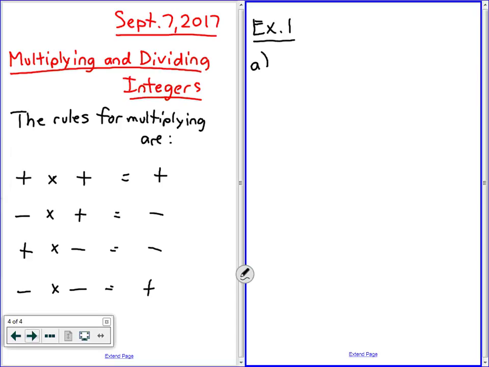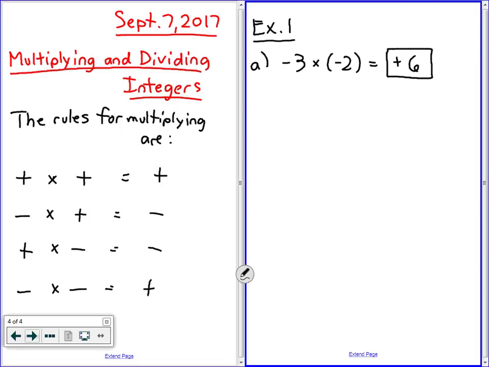A. -3 times -2. Okay, the way I do all of these questions is I'm always going to set up the sign first. Okay, either using your head or using the chart beside you, what's a negative times a negative going to be, please? Positive. So 3 times 2 is going to be 6. So it's going to be positive 6. Or just 6.